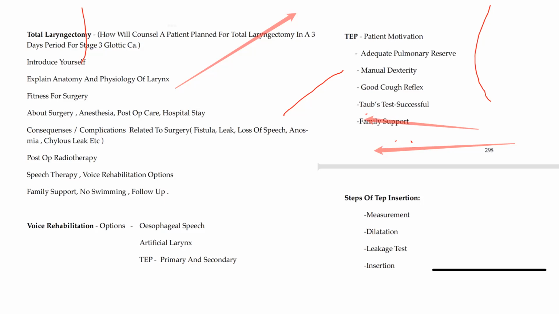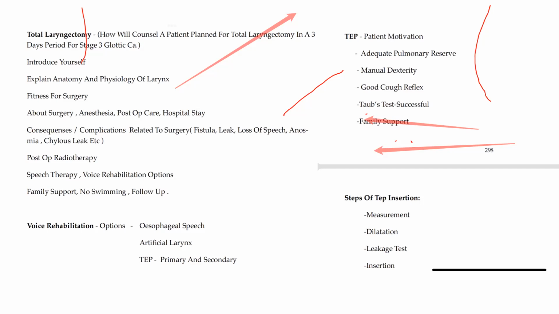But when will you go for an upfront total laryngectomy in a T3 case? That is, when you are getting a dysfunctional larynx, that means a larynx which is not doing its functions, like protecting the lower airway. When the patient is having severe aspiration and is on a Ryle's tube, that means the function of protecting the lower airway is not happening. Second is maintaining the airway. If the patient is on tracheostomy, that patient is not getting an airway passage because of the malignancy.